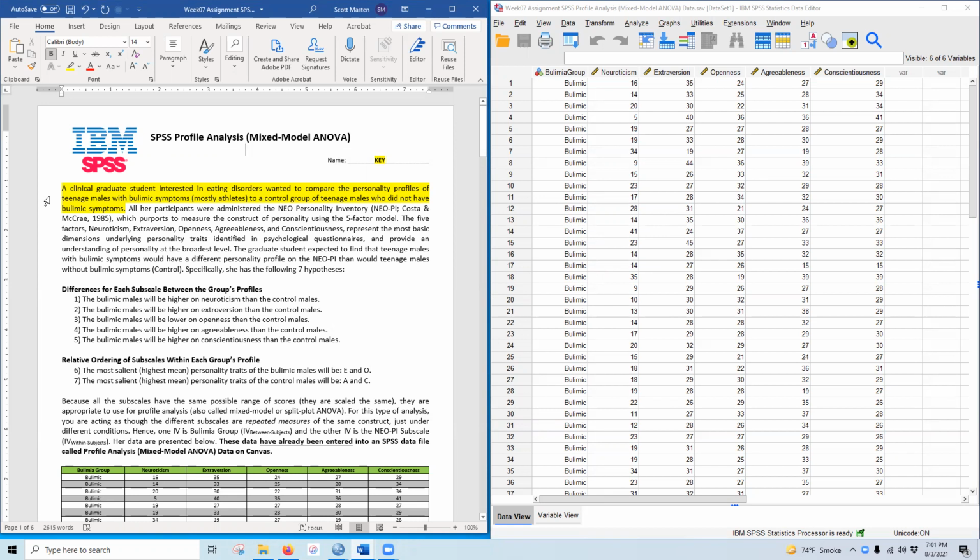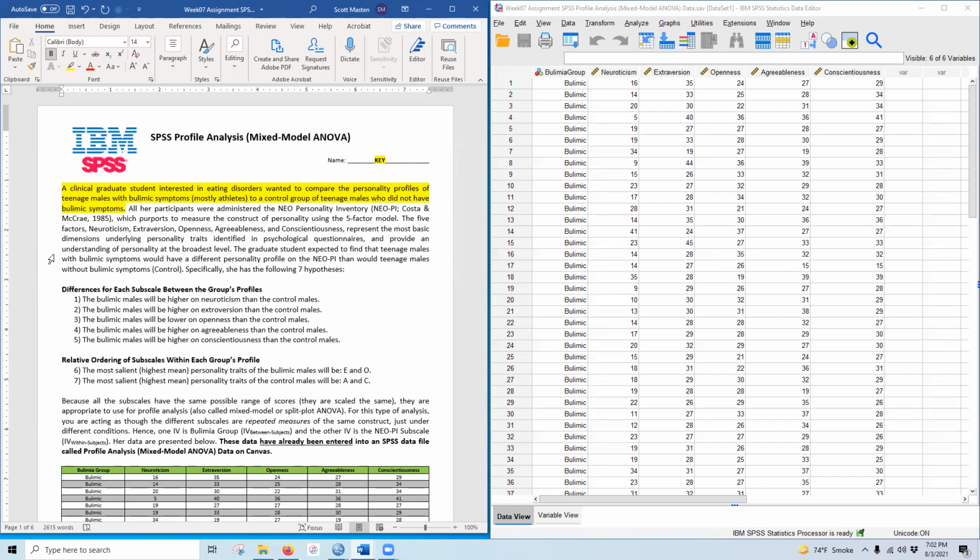Someone's actual dissertation here. This person was interested in eating disorders. They wanted to compare the personality profiles of teenage males with bulimic symptoms, most of whom were on a high school wrestling team, to a control group of teenage males who did not have bulimic symptoms. Folks in both groups took the NEO-PI, just like in lecture. It's a 5-factor personality questionnaire.